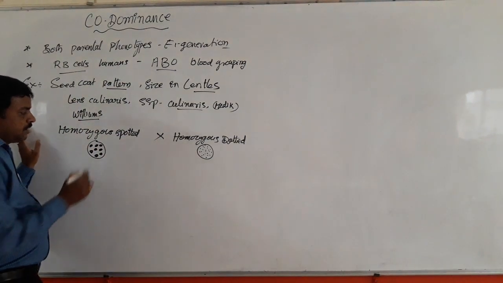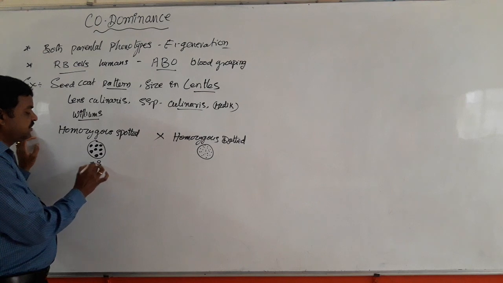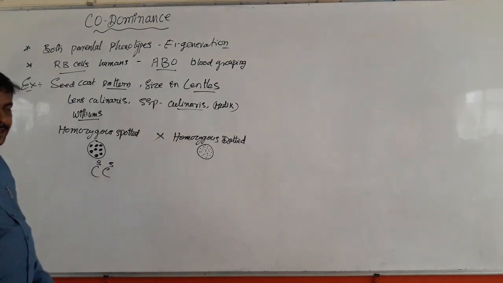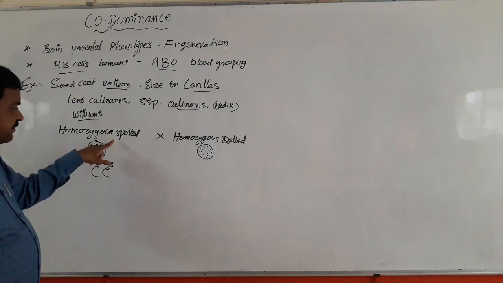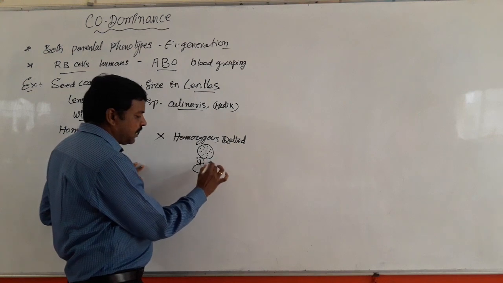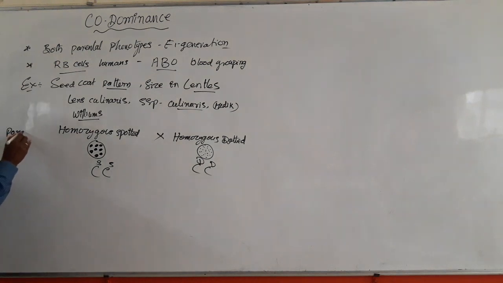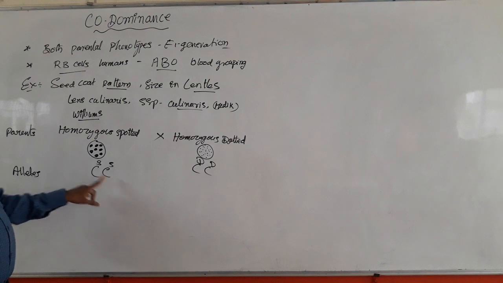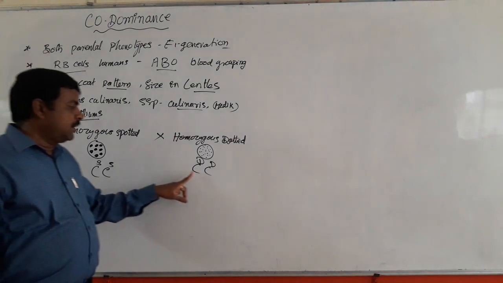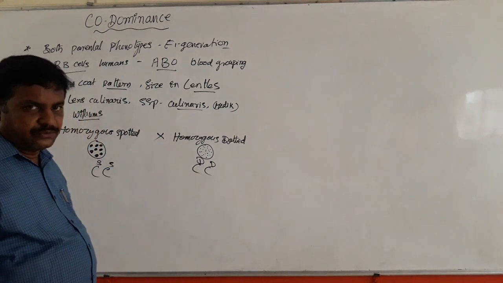The genes responsible for the spotted character are CS and CS. Similarly, the dotted character alleles are CD and CD. So these are the parents and these are the alleles. Spotted character alleles are CS CS, and dotted character alleles are CD CD. Now these two plants are crossed with each other.